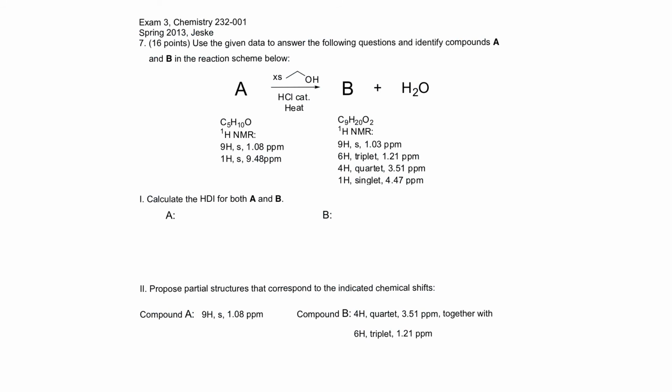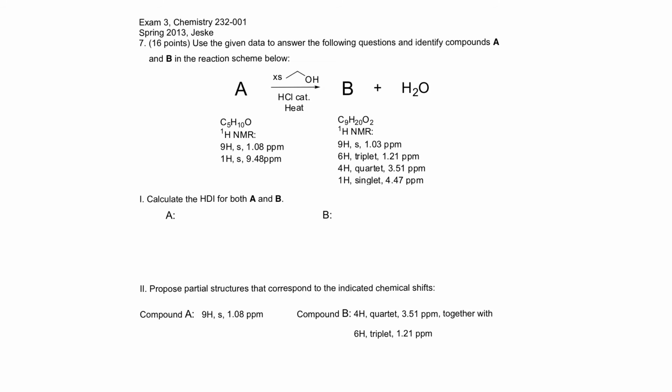Question 7. You're given some data and you're asked to essentially decipher the structure of A and B. You can figure out A and B from maybe the reaction and the formula and the byproducts. You could figure them out from the proton NMR data here. Sometimes you'll get carbon or IR. But there's a number of ways to solve this problem.